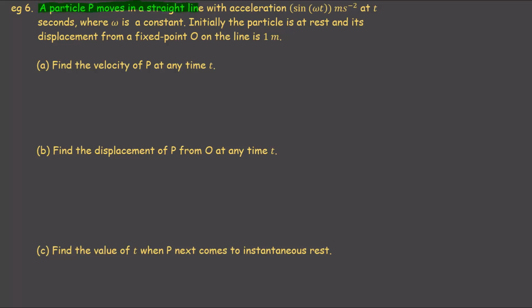Particle P moves in a straight line with acceleration sin(ωt) meters per second squared at t seconds, where ω is a constant. Initially, the particle is at rest and its displacement from a fixed point O on the line is 1 meter. Find the velocity of P at any time t.